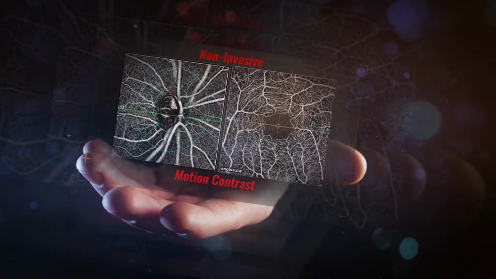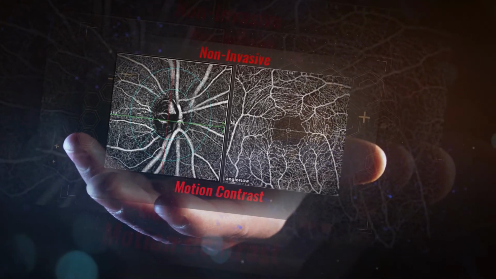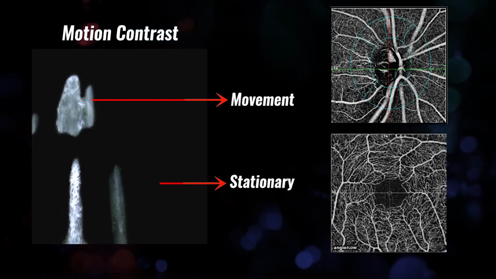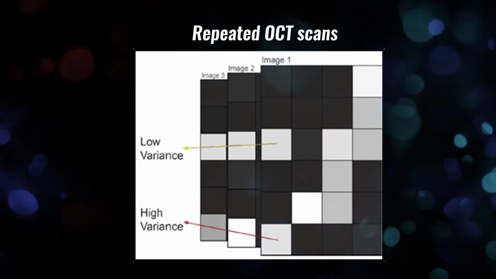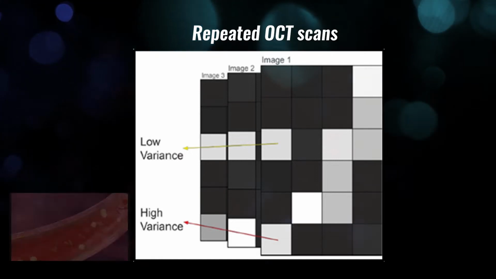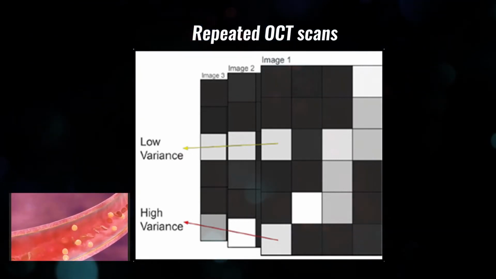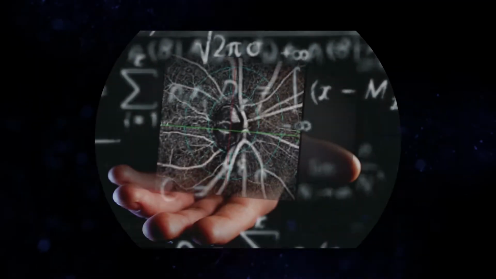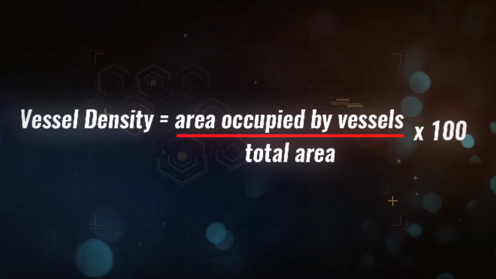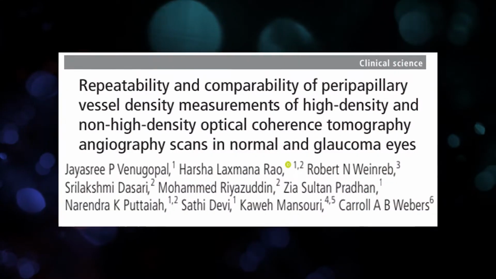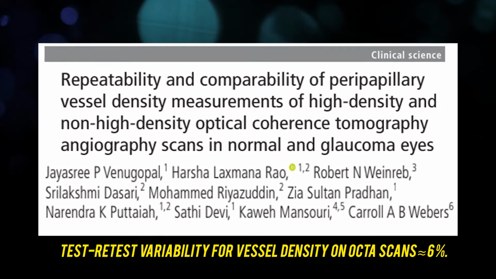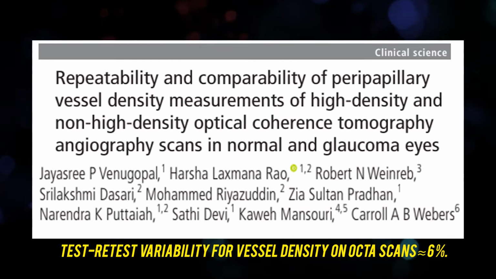OCT angiography is a non-invasive technology which uses the principle of motion contrast to identify blood vessels of the optic disc and retina. It does this by performing repeated OCT scans of the same area. It uses variation in the OCT signal caused by moving red blood cells to delineate blood vessels. Algorithms then calculate the vessel density, which is the ratio of the area occupied by blood vessels to the total imaged area, reported as a percentage. Vessel density has been shown to be a repeatable measure in glaucoma eyes with a test-retest variability of approximately 6%.